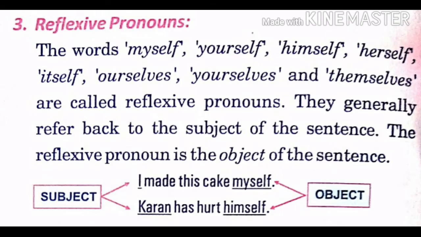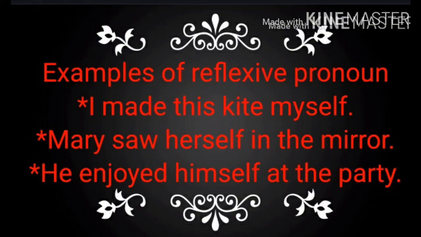The third kind is reflexive pronouns. The pronouns like myself, yourself, himself, when used as the receiver of an action, are called reflexive pronouns. For example, I made this cake myself. I is the subject and myself is acting as an object, which is a reflexive pronoun. Karan has hurt himself. Karan is the subject and himself acts as an object and himself is the reflexive pronoun in the given example. Children, look at some more examples.